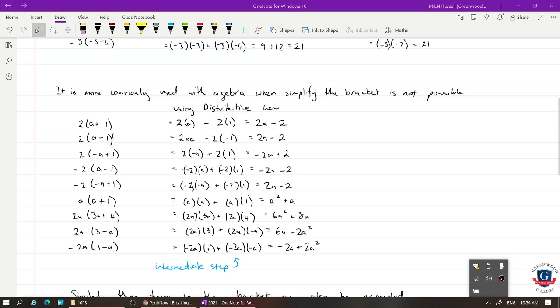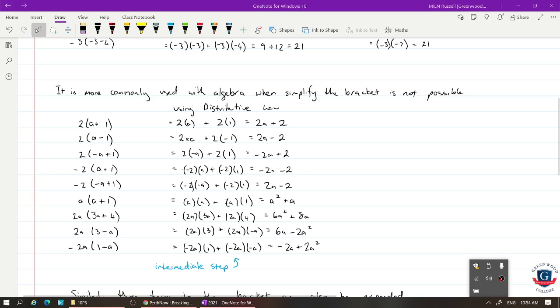2 times a minus 1: 2 times a plus 2 times negative 1 is 2a minus 2. 2 times negative a plus 2 times 1. 2 times negative a is negative 2a, 2 times 1 is 2. Negative 2 times a plus negative 2 times 1, negative 2a, take 2. Negative 2 times negative a, negative 2 times 1, negative 2 times negative a is just 2a, negative is positive, negative 2 times 1 is negative 2.